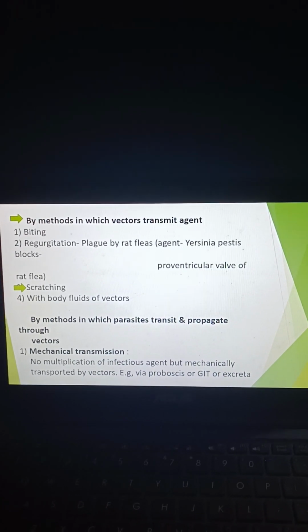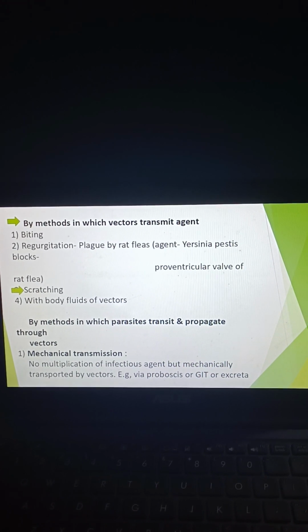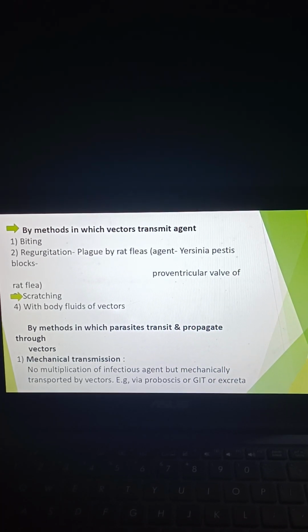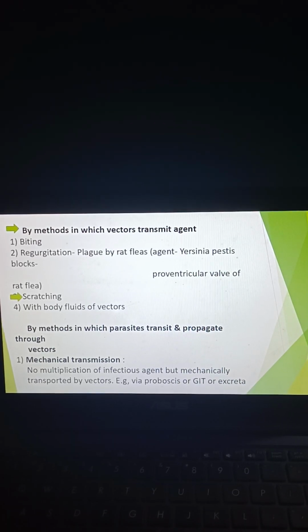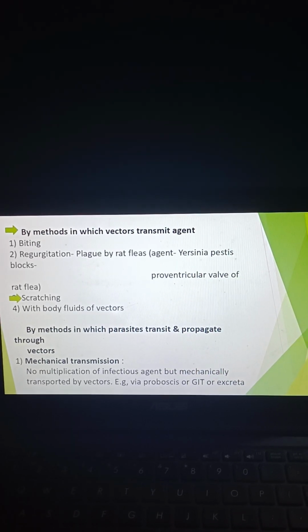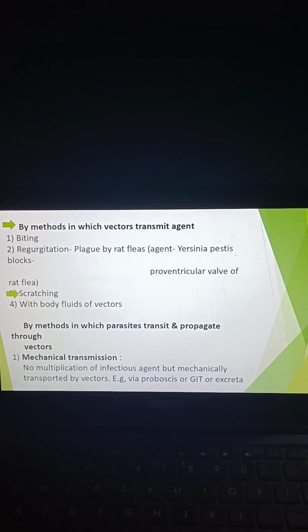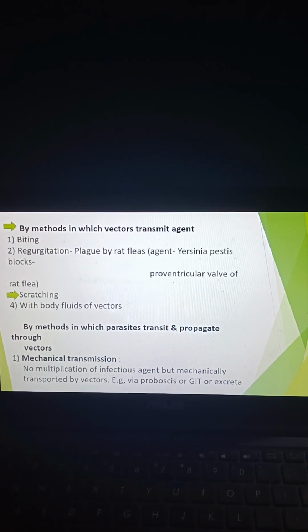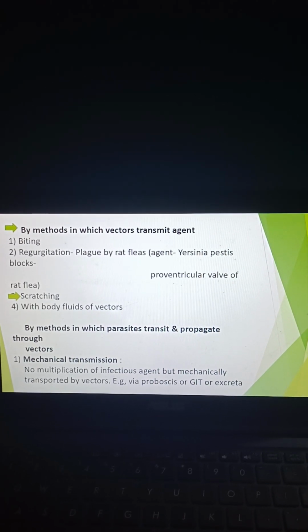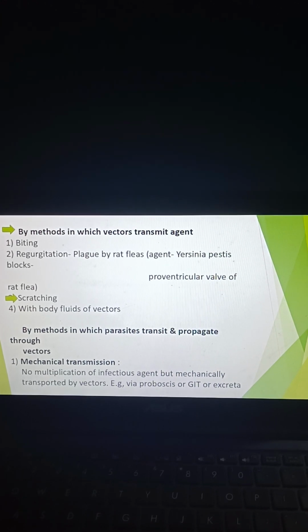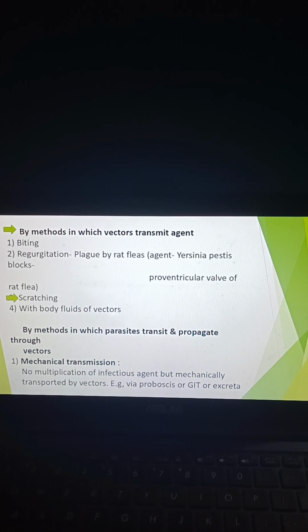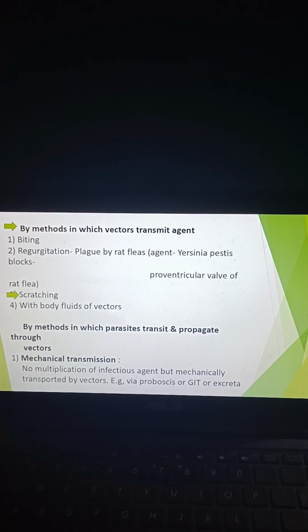Then by methods in which vectors transmit the agent, that is biting, regurgitation. Plague by rat fleas: the agent Yersinia pestis blocks the proventricular valve of the rat flea. Then scratching is another method, with body fluids of vectors. By methods in which parasites transit and propagate through vectors, mechanical transmission: there is no multiplication of the infectious agent but it is mechanically transported by vectors, for example via proboscis or GIT (gastrointestinal tract) or excreta.